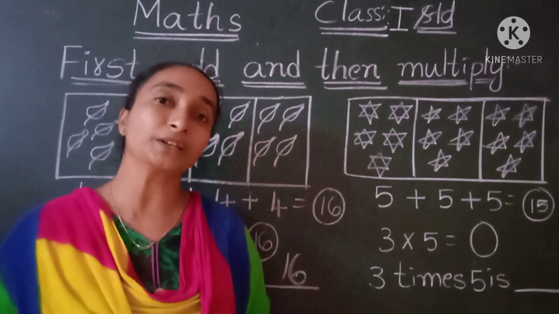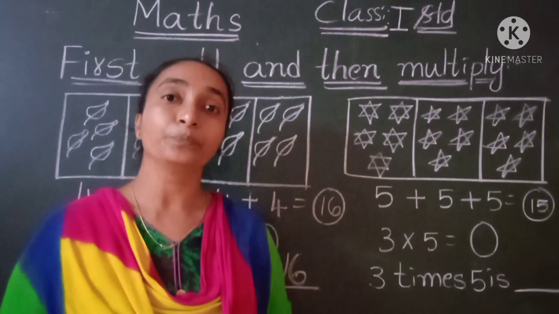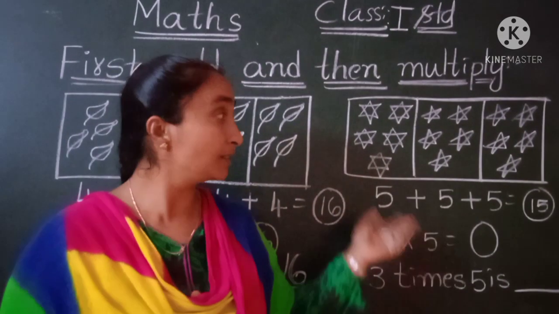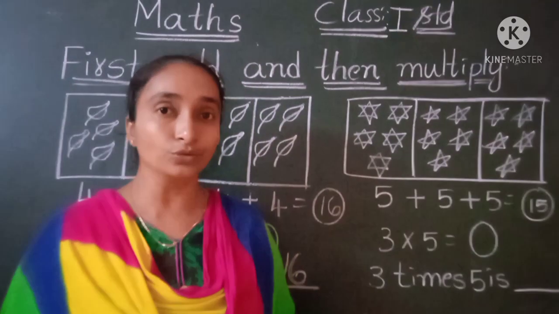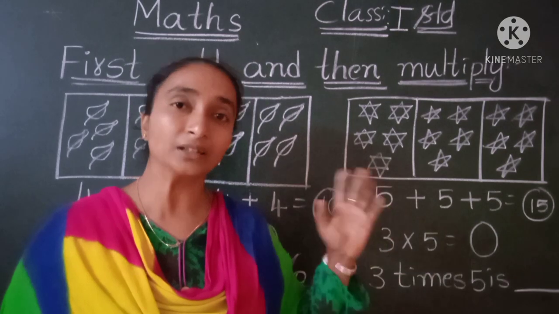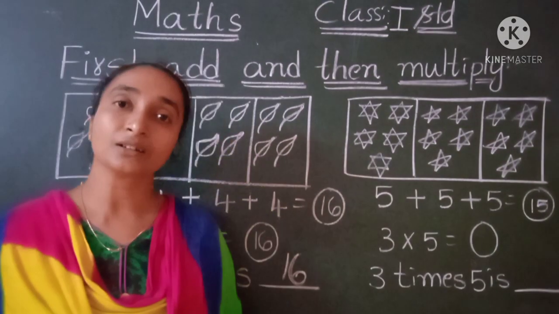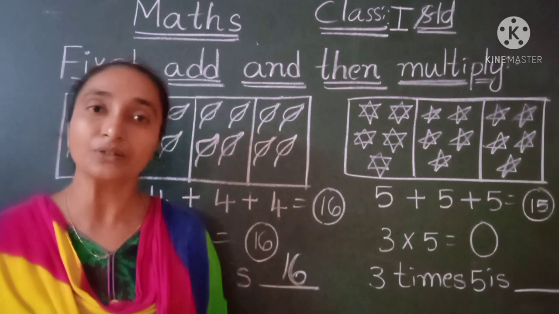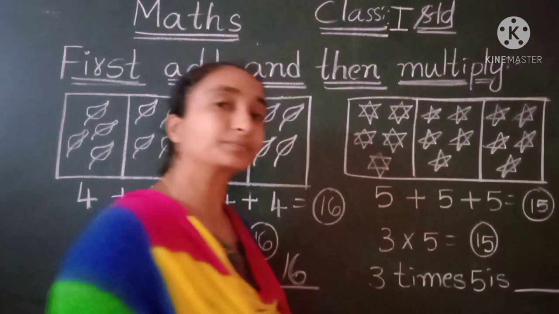Now what about the multiplication? Let us see now. Here we have written the 3 groups. How many groups? Only 3 groups are there. So 3 into, in each group how many are there? 5 are there. So 3 into 5. 3 5s are also 15. So here we can write 3 5s are 15.